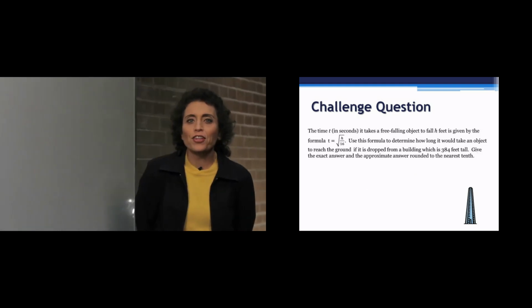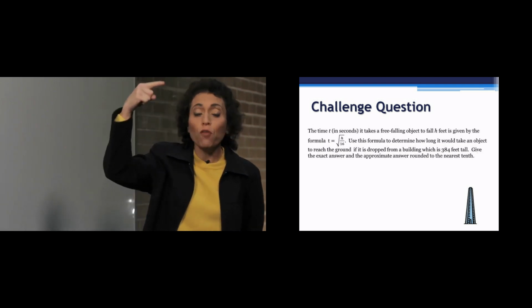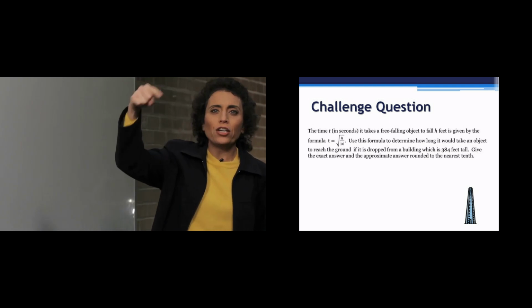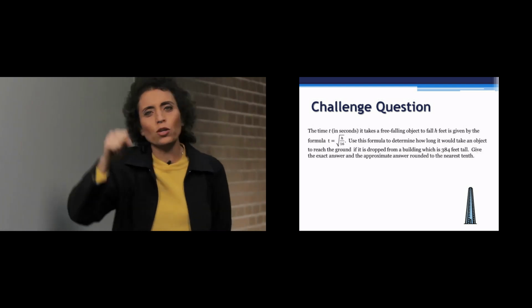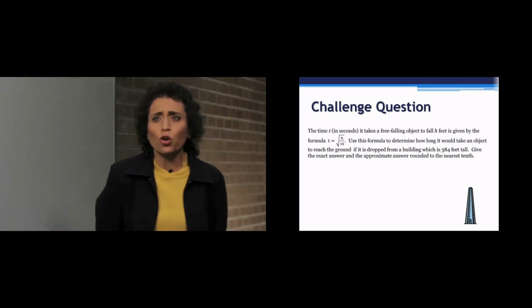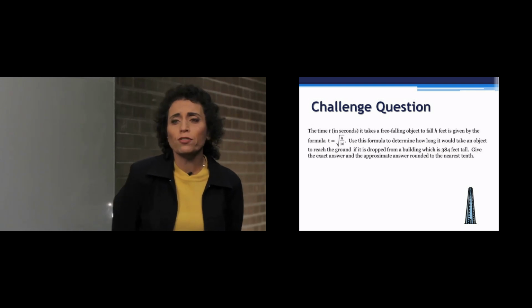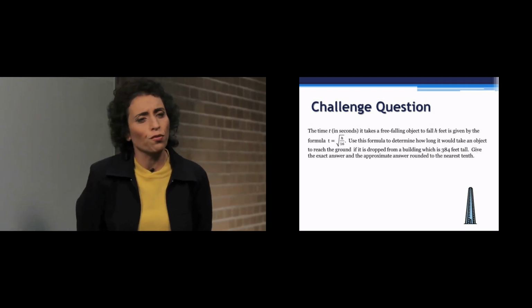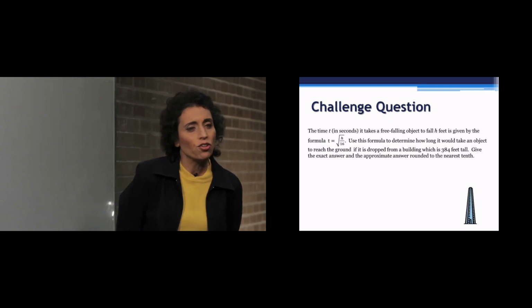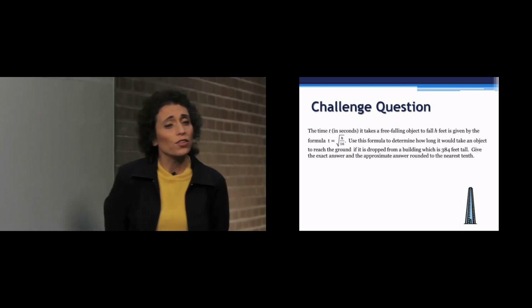Anyway, the time t in seconds, so t is time again, it takes for a free-falling object to fall h feet is given by that formula. T equals the square root of h over 16. Use this formula to determine how long it would take an object to reach the ground if it is dropped from a building which is 384 feet tall. So the height, or h, is 384 feet. Give the exact answer and the approximate answer rounded to the nearest tenth.